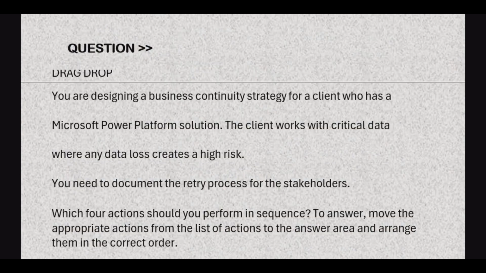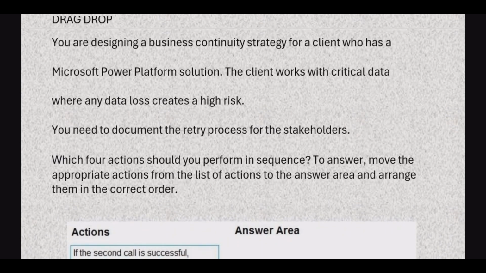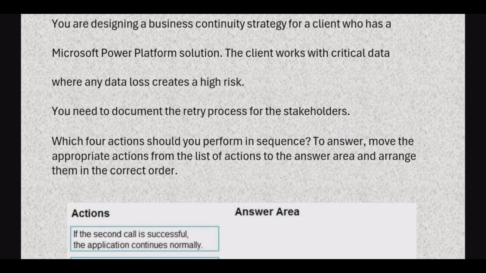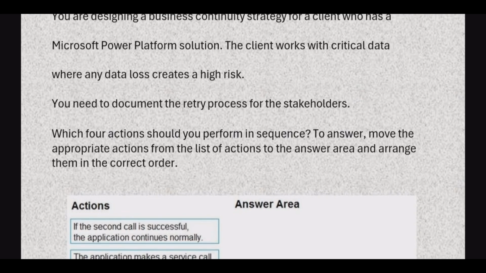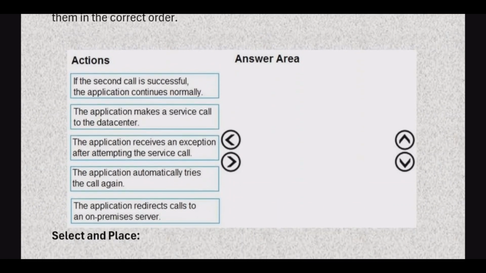The question is drag and drop. You are designing a business continuity strategy for the client who has a Microsoft Power Platform solution. The client works with critical data where any data loss creates a high risk. You need to recommend a document and retry process for the stakeholders. Which 4 actions should you perform in sequence? To answer, move the appropriate actions from the list of actions to the answer area and arrange them in correct order. Please have a look and try to answer.